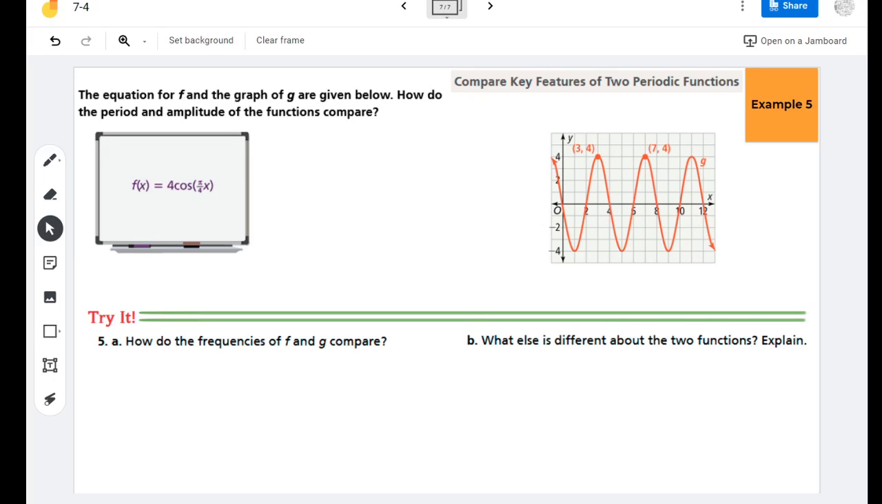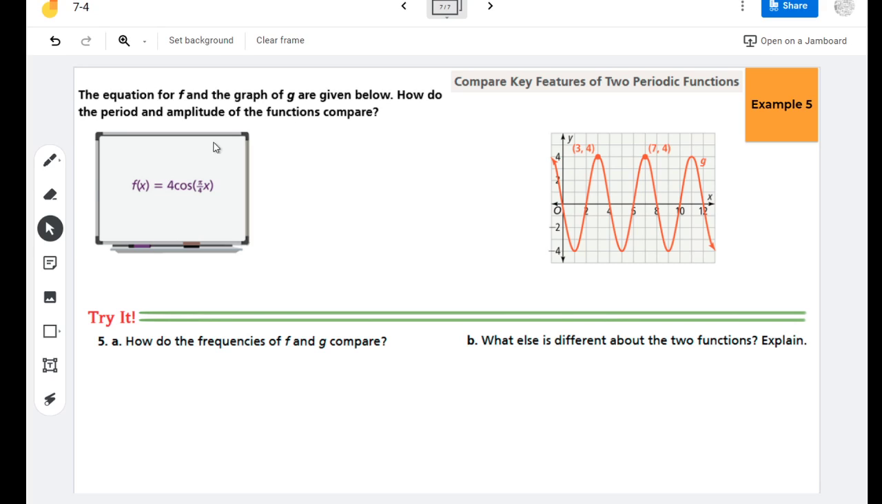In today's video, I'm covering example 5 from section 7-4 in the SavvasRealize Algebra 2 textbook. The goal of today's video is to compare key features of two periodic functions. Savvas is giving us an equation and a graph, and we're comparing those to talk about what we see.